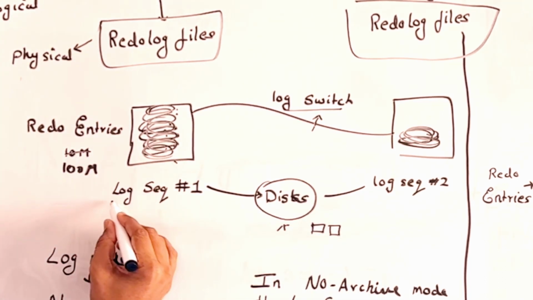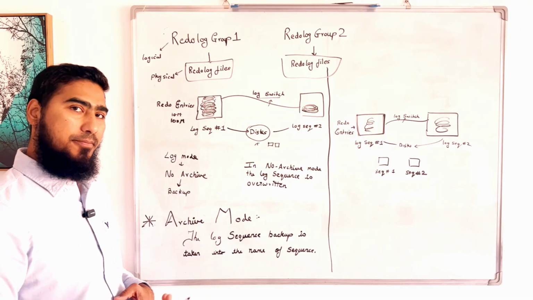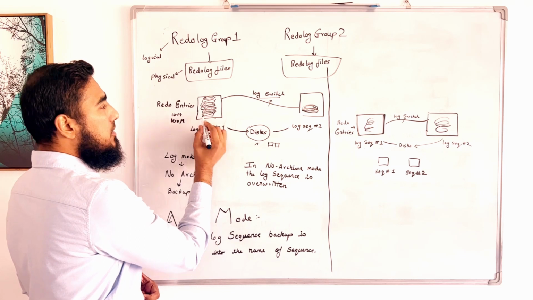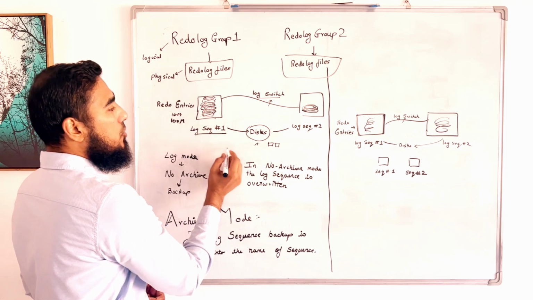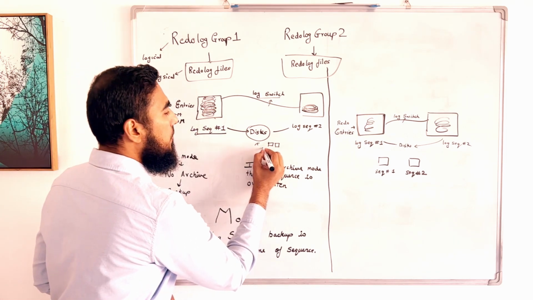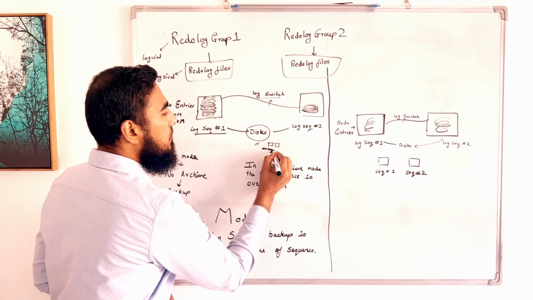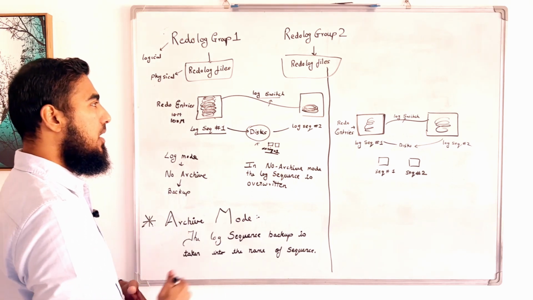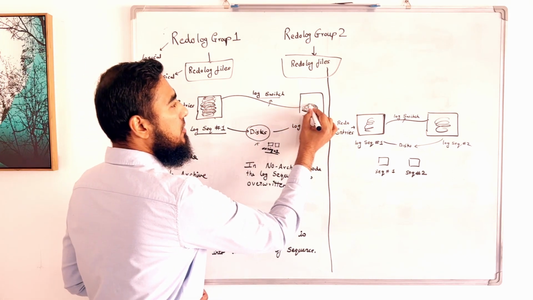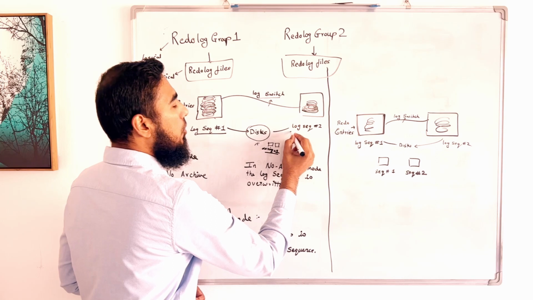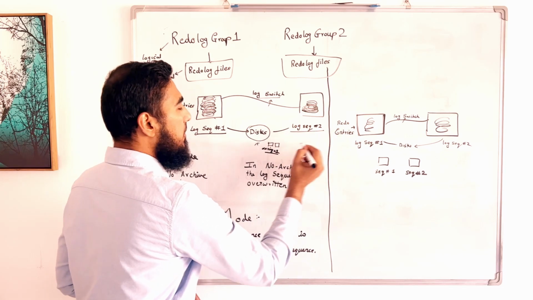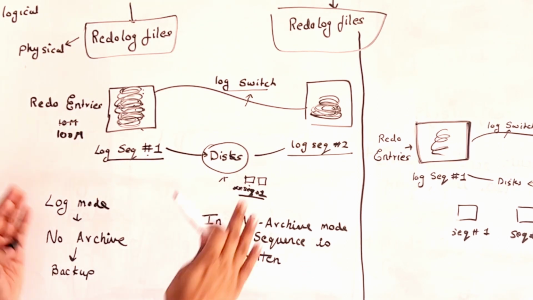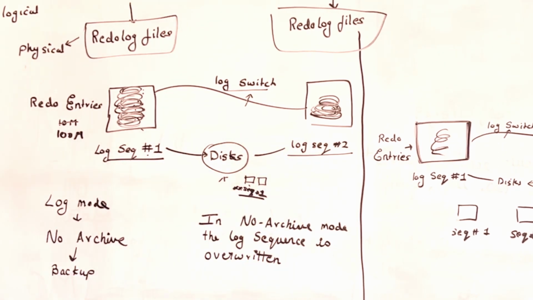Now, a very interesting thing happens over here. It has a sequence number. Let's consider this was sequence number 1. So you will have a file name x with sequence hash 1 created over here. The log switch happened, and it was written over here. The log sequence got incremented from sequence 1 to sequence 2. Till here, it's understood.